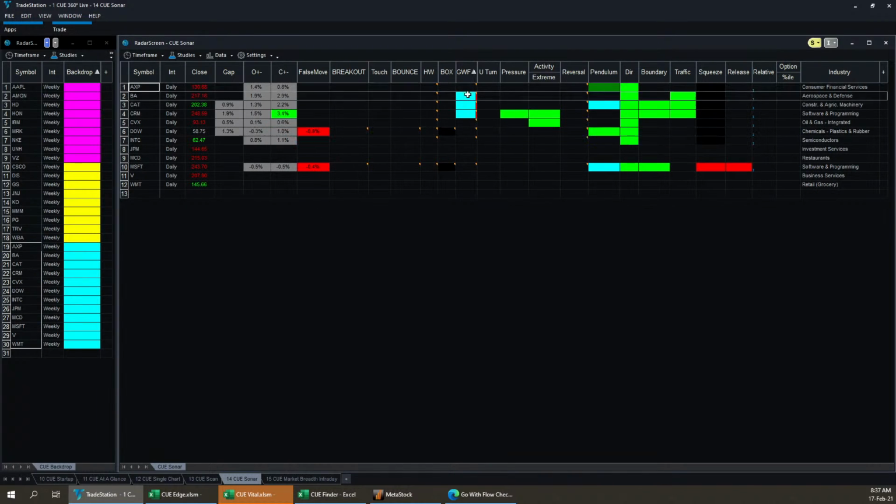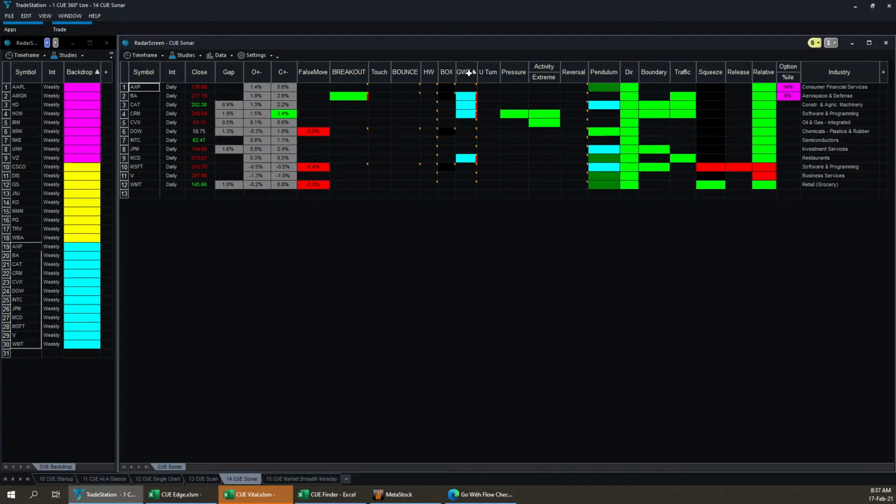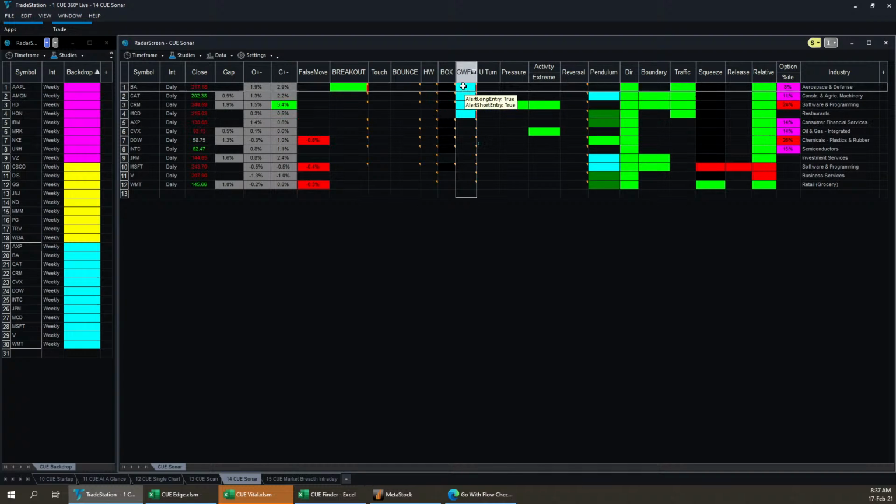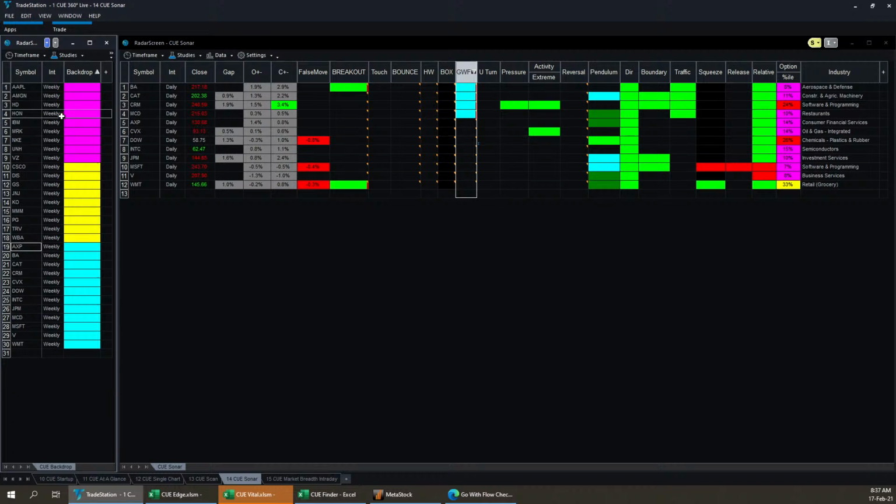Now if you have go with flow setup, using the sonar daily interval, then you know that these few stocks 1, 2, 3, 4 are not only giving possible go with flow setup in the daily, their weekly is also matching the required condition. You could do similar things for box setup also. Box setup also has a weekly requirement. So does headwind setup. So you could use this additional radar on the left hand side that only has the weekly interval backdrop calculation.